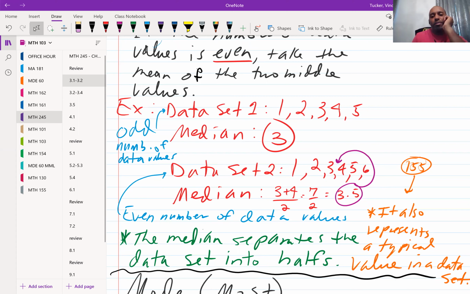And the green says the median separates the data set into halves. So I mentioned that already. But also over here in the orange is another statement from out of your book. It says it also represents a typical value in the data set. So you'll start to see that your mean or your median are just different values like this that can represent a typical value in your data set, and different ones will be used according to different situations that you have.